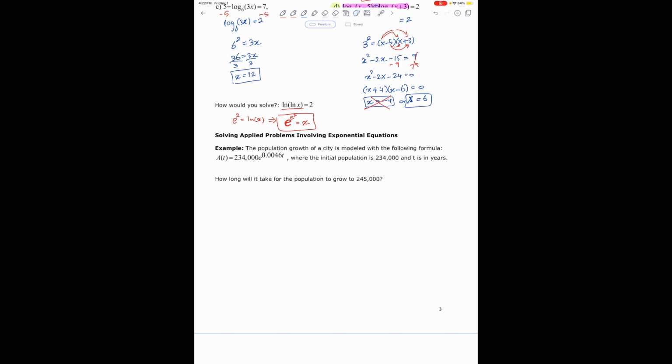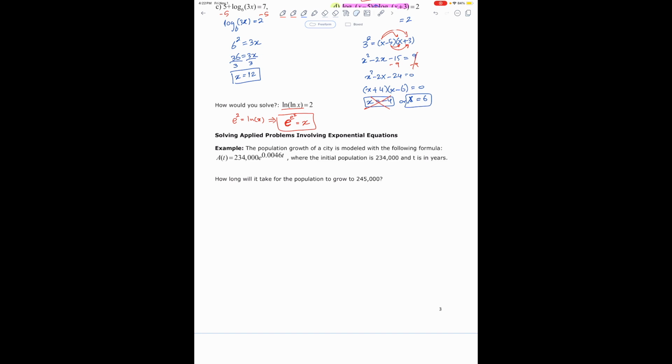Last but not least, we're going to do a problem involving application. Example, the population growth of a city is modeled with the following formula. A of t is equal to 234,000 e to the 0.0046t, where the initial population is 234,000 and t is in years. How long will it take for the population to grow to 245,000?